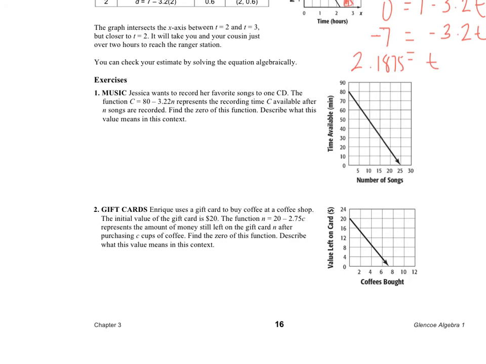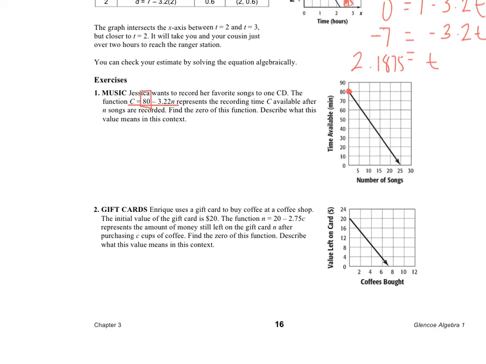So here we go. Jessica wants to record her favorite songs to one CD. They've given us a function here, C equals 80 minus 3.22n, which represents the recording time C available for n songs that are recorded. Find the zero of the function and describe what this value means in its context. If you look at our graph, they've nicely graphed it for us. Our graph starts all the way up here at 80, so that means we have 80 minutes that we can record on this CD.